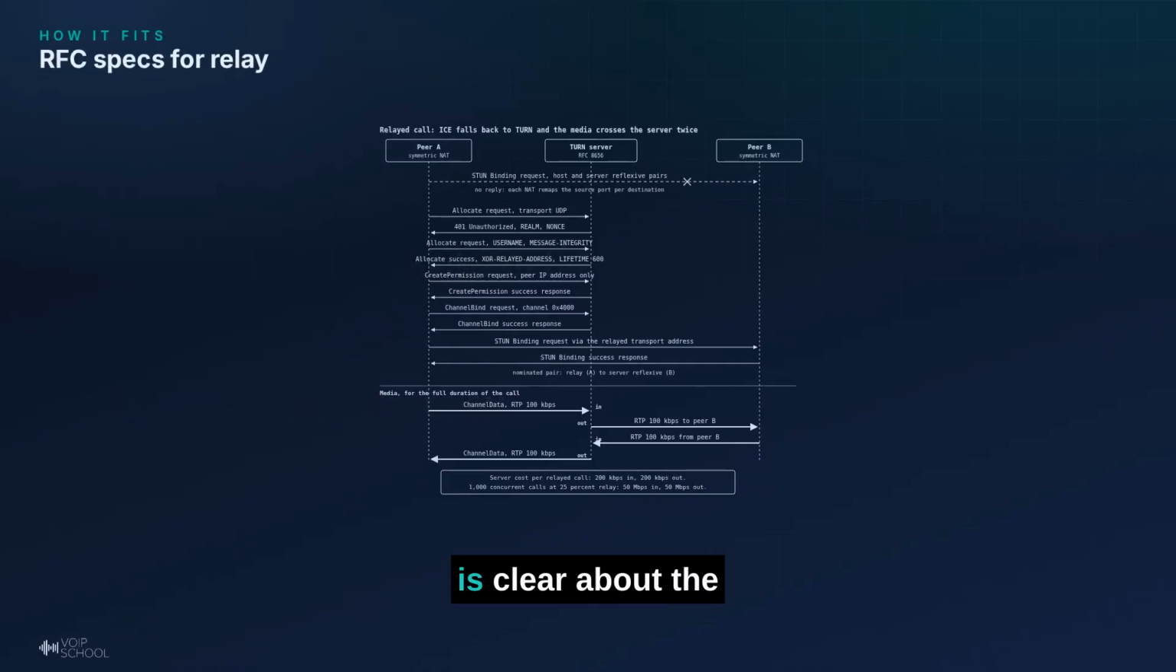RFC 8656 is clear about the consequence. When TURN is selected, the large RTP media flows through your server, not just signaling. You need to estimate the relay fraction before you buy the server.